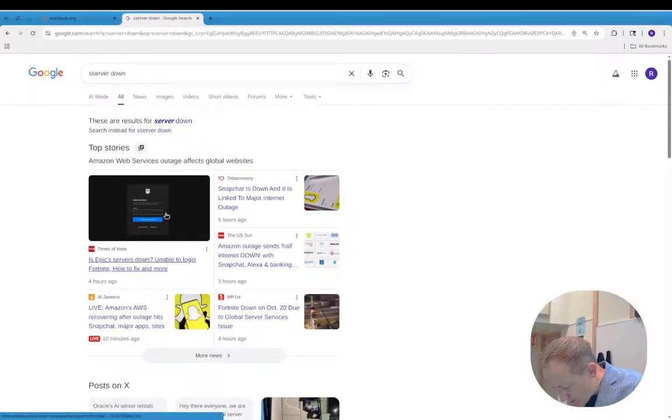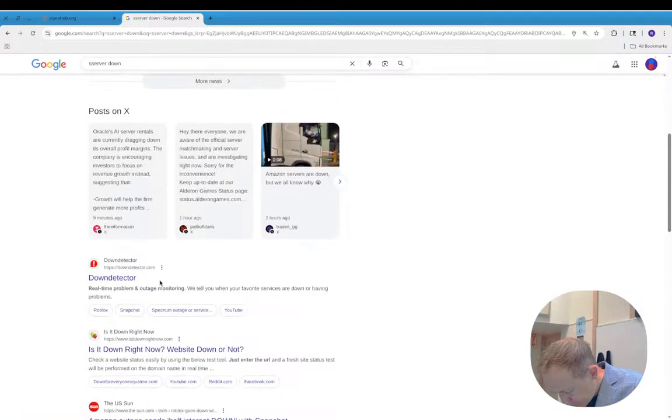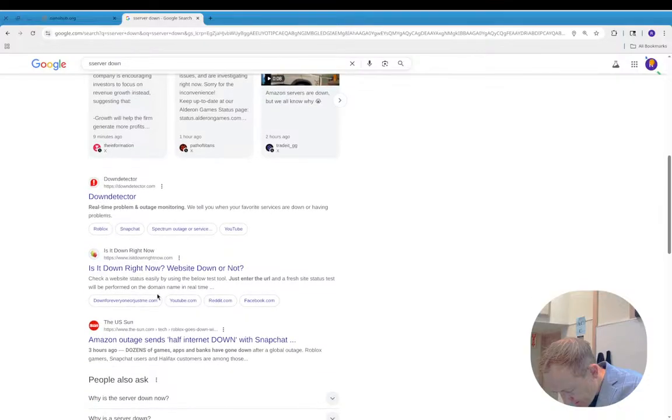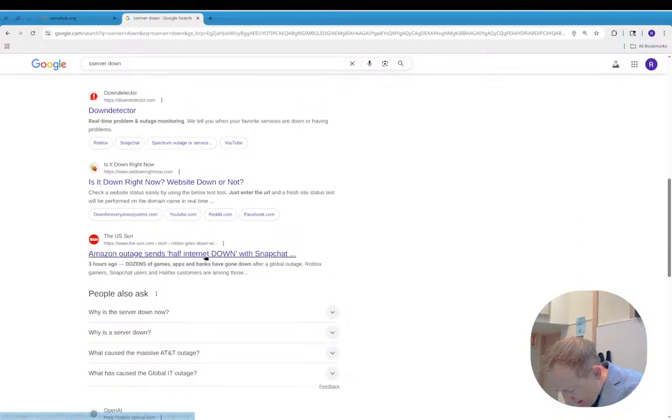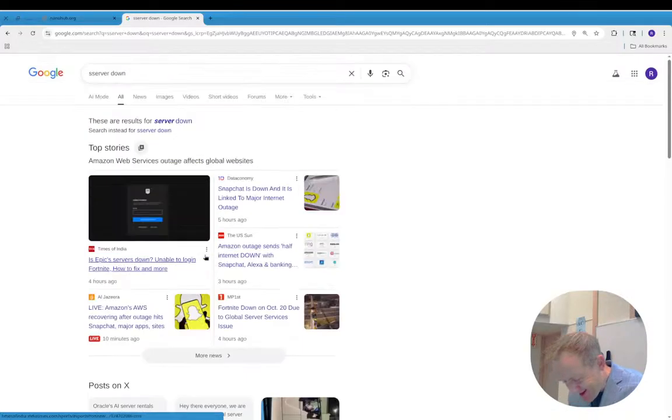Oh, Amazon Web Services. Half the internet down. I don't know if NanoHub would be connected to Amazon Web Services. Maybe, but.